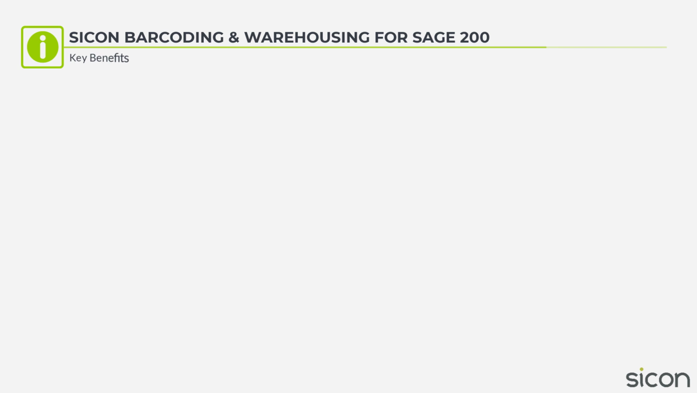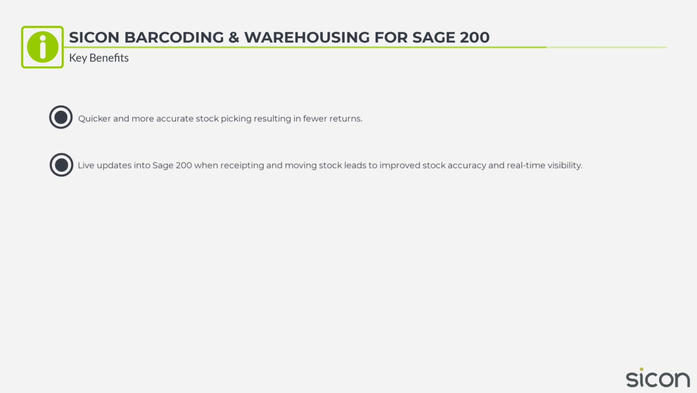Key benefits. Quicker and more accurate stock picking resulting in fewer returns. Live updates into Sage 200 when receipting and moving stock leads to improved stock accuracy and real-time visibility. Full integration with Sage 200 stock take for quick and accurate stock taking with no manual updates of counts.